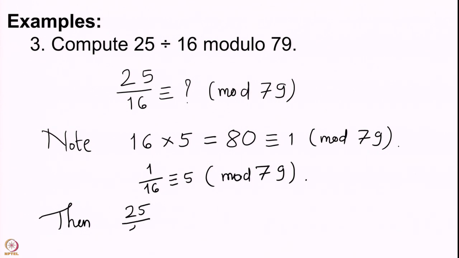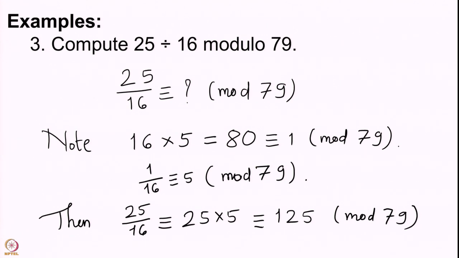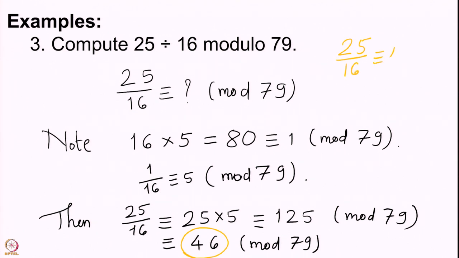That makes our job quite simple, because we then have 25 by 16, this is congruent to 25 into 5 modulo 79. And this is equal to 125. And then you just need to go modulo 79 and find, once you remove 80 from this 125, you get 45, and to remove 79, you have to remove one more. So, we get that this is equal to 46. So, our answer is this: 25 divided by 16 is 46 mod 79. Let us go and do one more problem.